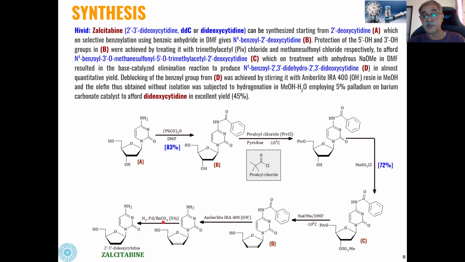on barium carbonate. 5% palladium on barium carbonate is used for hydrogenation of this carbon-carbon double bond, and we will get our drug, that is gemcitabine, as the product.